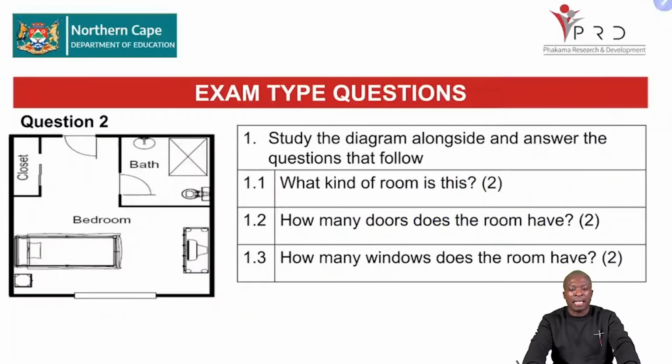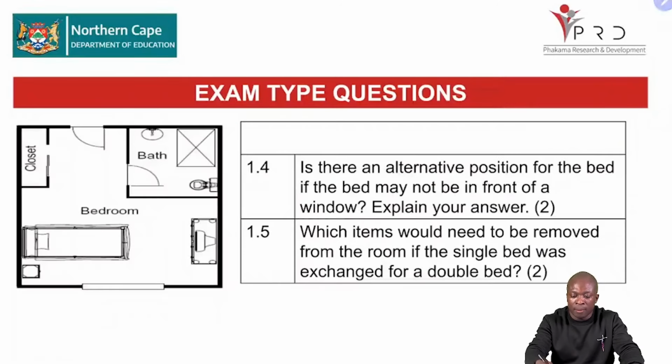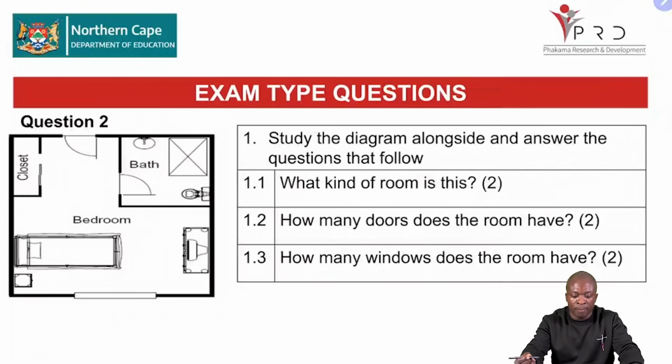Now, let's look at exam type questions. So we have been given exam type questions. We want to answer them. The first one, it says study the diagram alongside and answer the questions that follow. So you have got 5 minutes. I want you to attempt them. Do not worry about making mistakes. We will discuss the solutions together. So you have got 5 minutes to answer these questions quickly so that we come back and give our solutions.